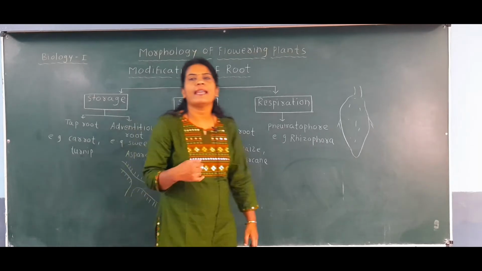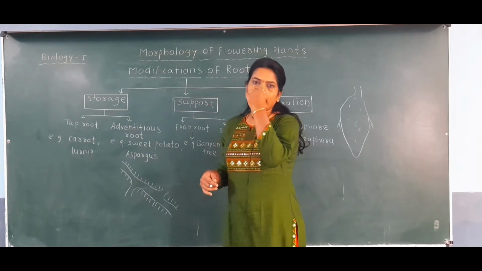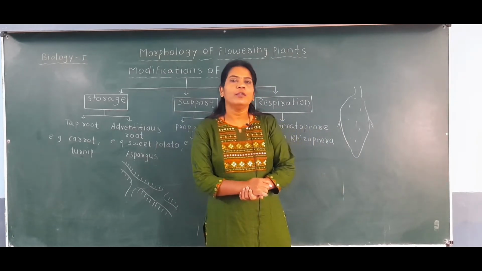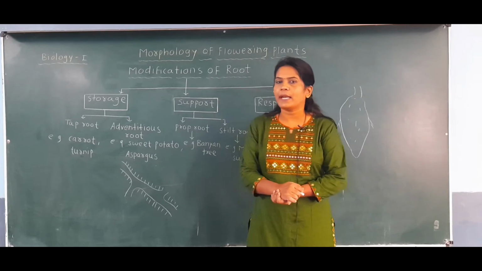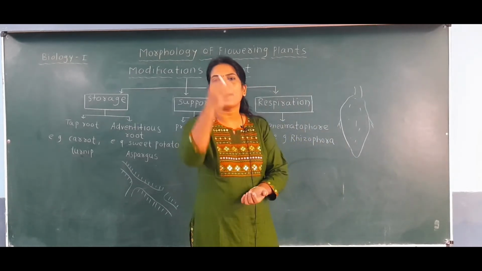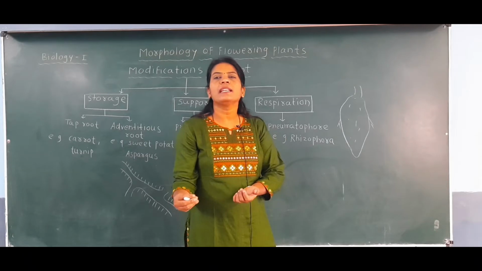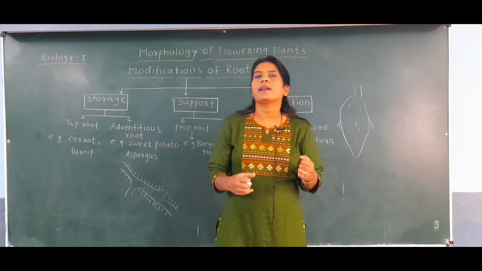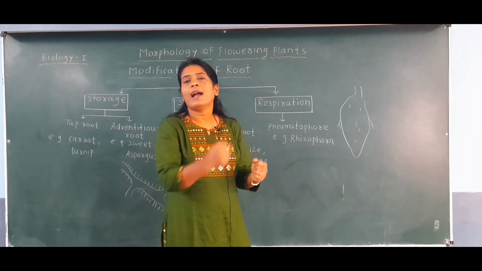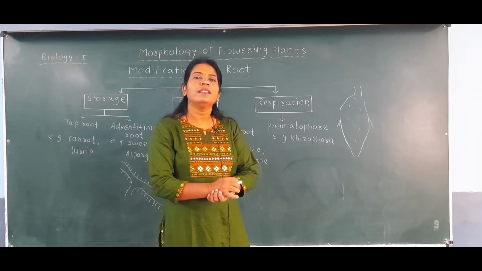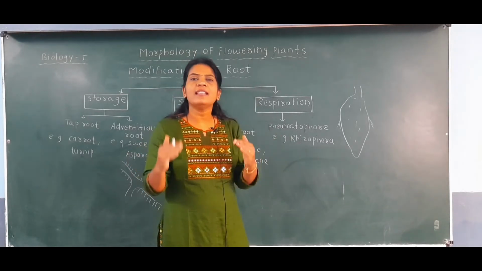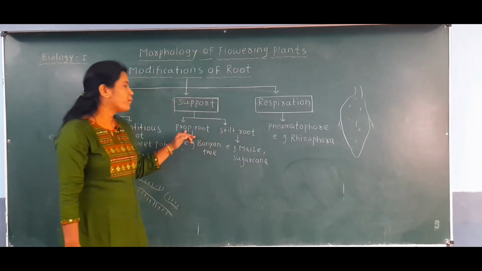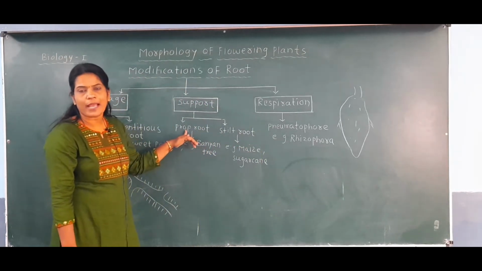Now we will see the second modification of the root, that is particularly for support. So you have seen the banyan tree. All of you have seen the banyan tree, the vad tree. What do we see? On the banyan tree we see hanging roots, which, as I told you in the first lecture, we can use as a swing, and many small children use them as a swing. So what are these? These are roots, and the name of that root is called prop root. Name of that root is called as prop root.